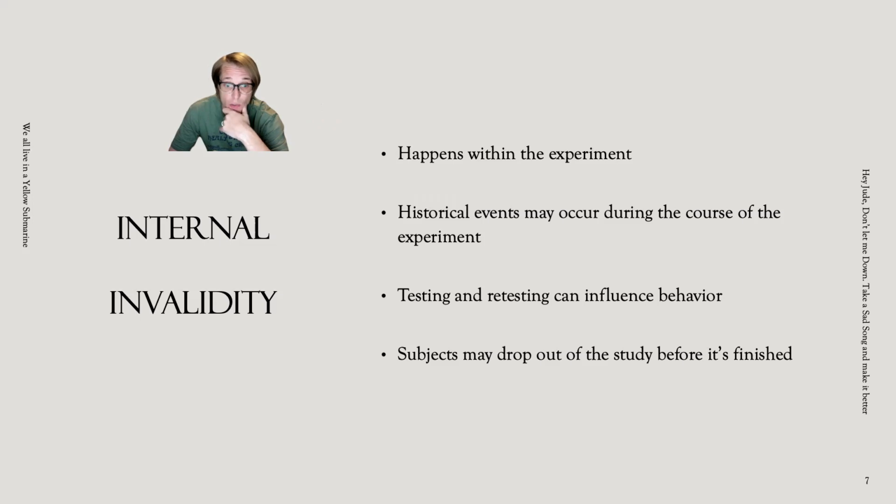External validity occurs when we can generalize our results to the outside, the real world beyond the experiment. For example, we may have gotten our results because of the experiment, and we wouldn't get those same results in the real world.